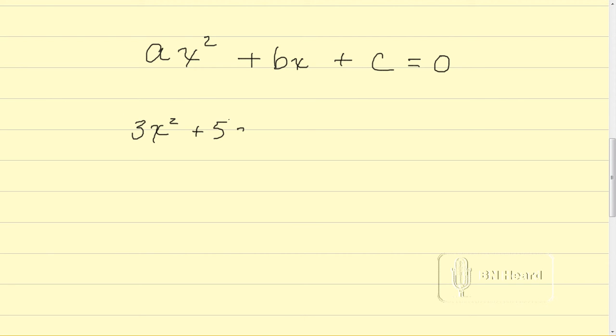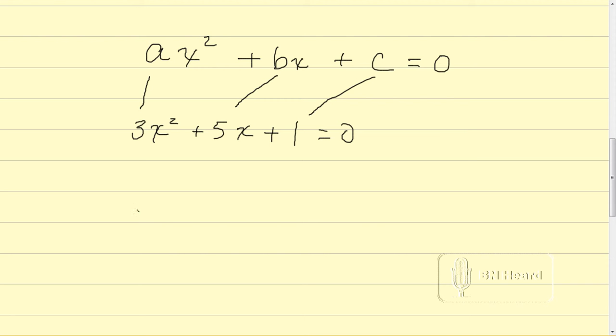when they're given to you. They're usually in the form of ax squared plus bx plus c equals 0. In other words, if you were given an equation 3x squared plus 5x plus 1 equals 0, the a would be 3, the b would be 5, and the c would be 1.